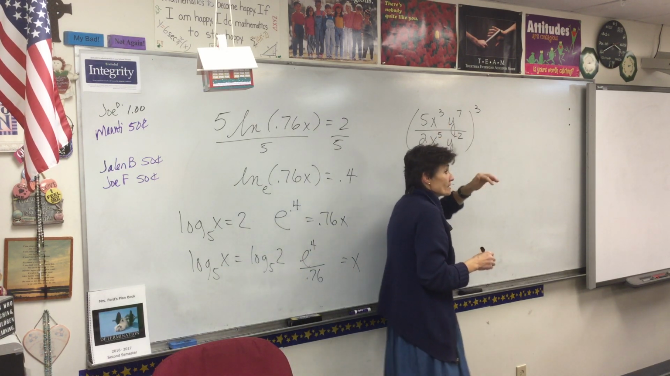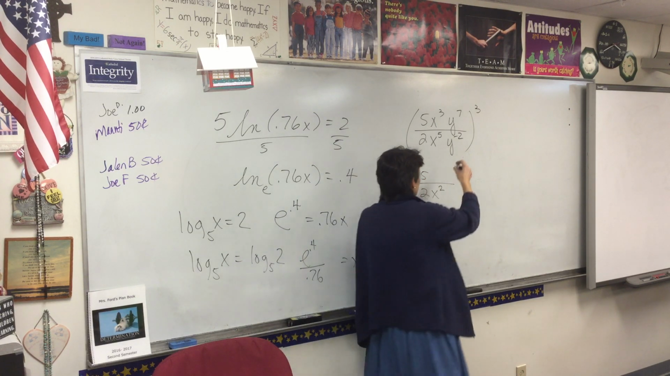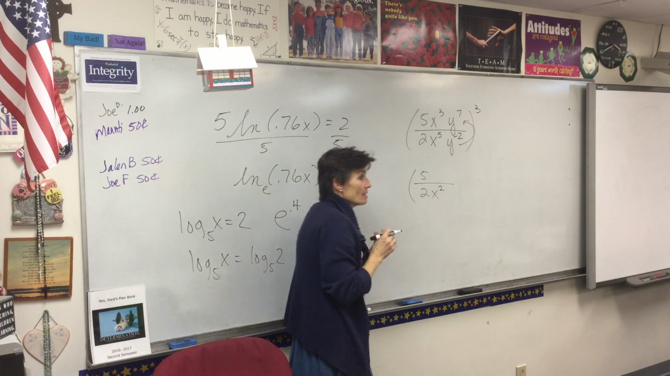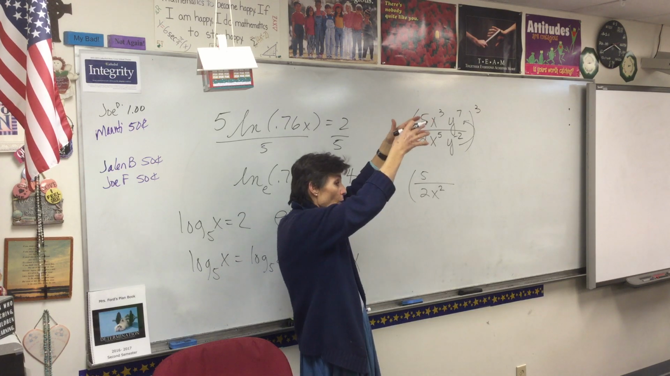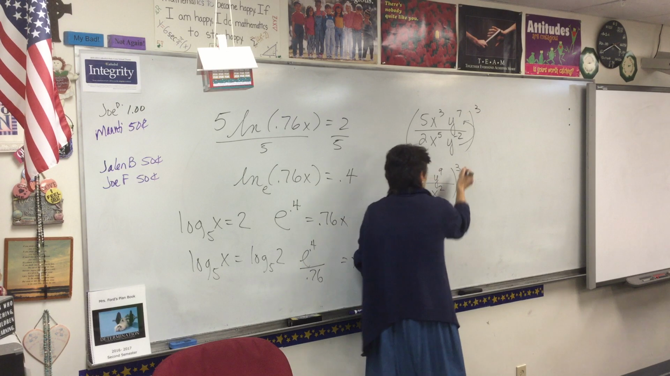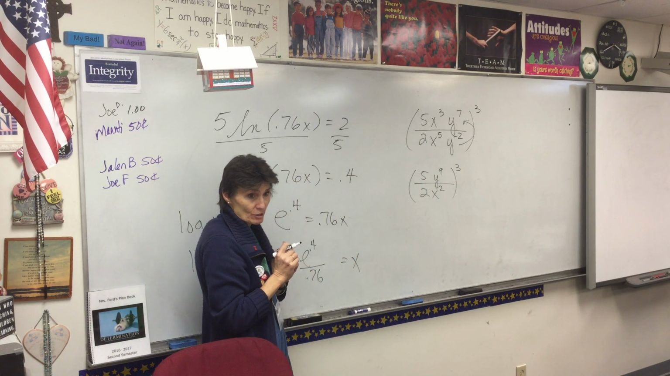Now look at the y's. Uh-oh, there's a negative. So you need to flip this. It flips up to the top. There are 7 of them up there. I'm bringing 2 more up, so now I'm going to have 9 on the top. Everybody good so far?